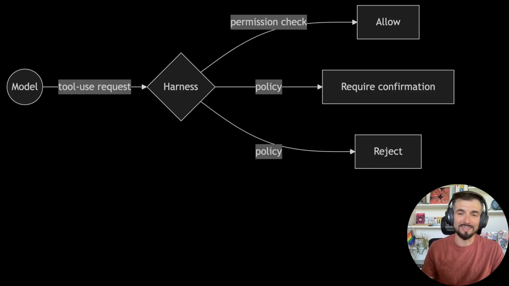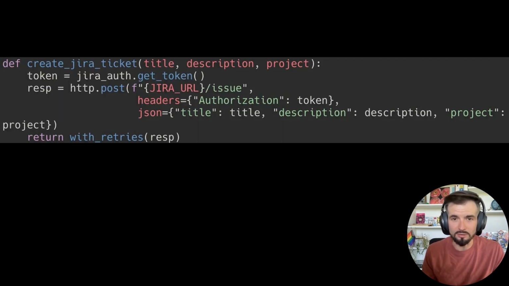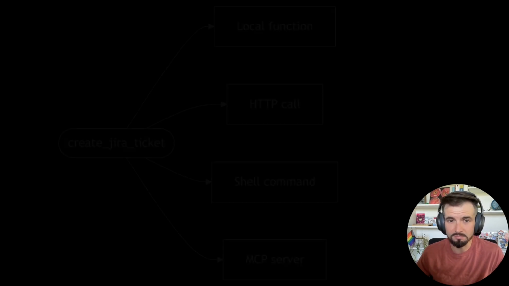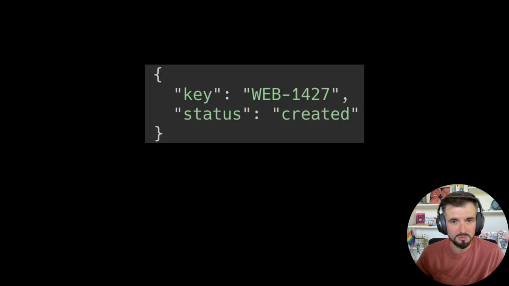And this part then gets into the realm of just ordinary software. Some code authenticates with Jira, constructs an API request, and handles network failures, rate limits, retries, logging, and whatever else the integration requires. The model generally doesn't know or care whether the tool is implemented as a local function, an HTTP call, a shell command, an MCP server, or something else entirely. Once the ticket has been created, Jira returns a result. Maybe it looks something like this. That result is returned to the harness, but the interaction still has a few more steps ahead.